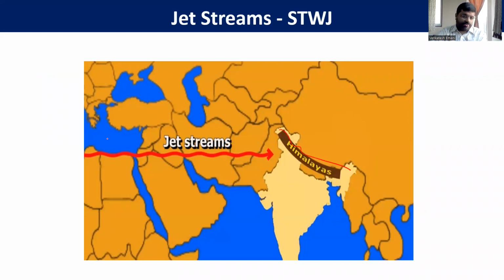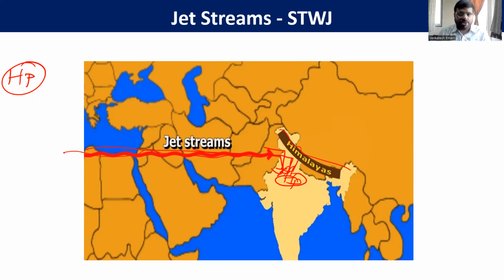Now what happens is, these jet streams are known for creating high pressure conditions whenever they oscillate onto the ground level. So if you see this, these are fast moving winds. When they enter into India, they dump all their cold air into India, and that will lead to high pressure.